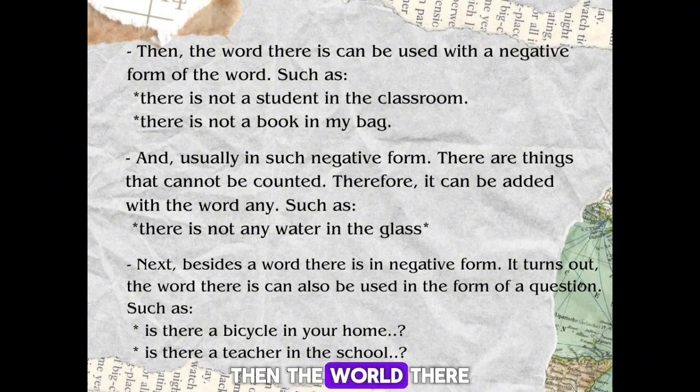Then, the word there is can be used in a negative form, such as there is not a student in the classroom and there is not a book in my bag. And usually in such negative form, there are things that cannot be counted. Therefore, it can be added with the word any, such as there is not any water in the glass.